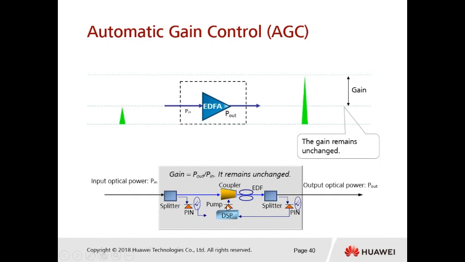to increase or decrease the pumping source power, depending on whether the gain is too high or too low, right? So that's how we control the gain. The automatic gain control function is realized this way. Okay, so we are finished with the EDFA.